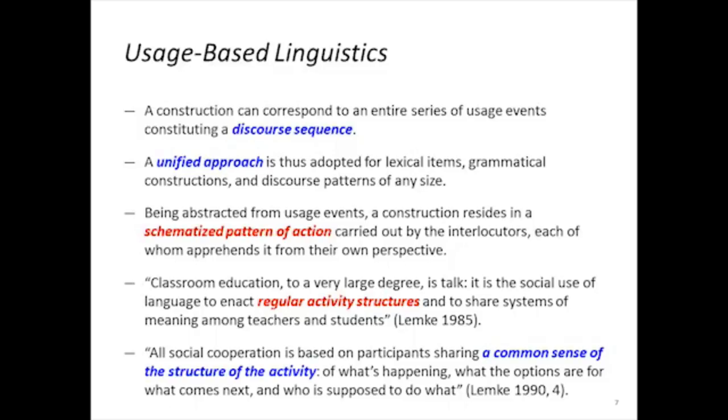Because constructions are schematized patterns of action. It's something we do over and over again, however large that action is, how many steps or stages that action contains. And Lemke speaks in this regard of regularly performed activity structures. Now, we're not talking about things such as group work per se, which is also an activity structure, but things like an explanation, a discussion. These are also activities. These are verbal activity structures, cognitive activity structures.